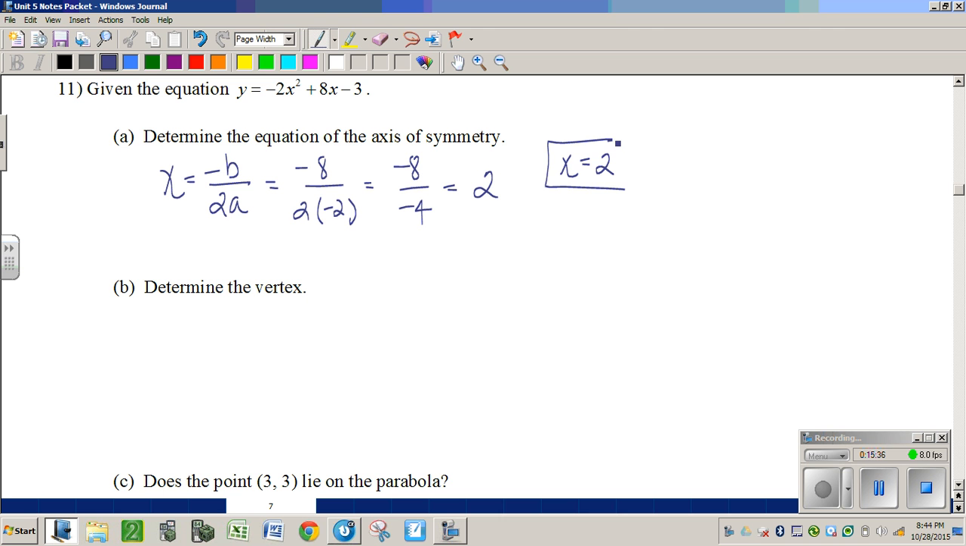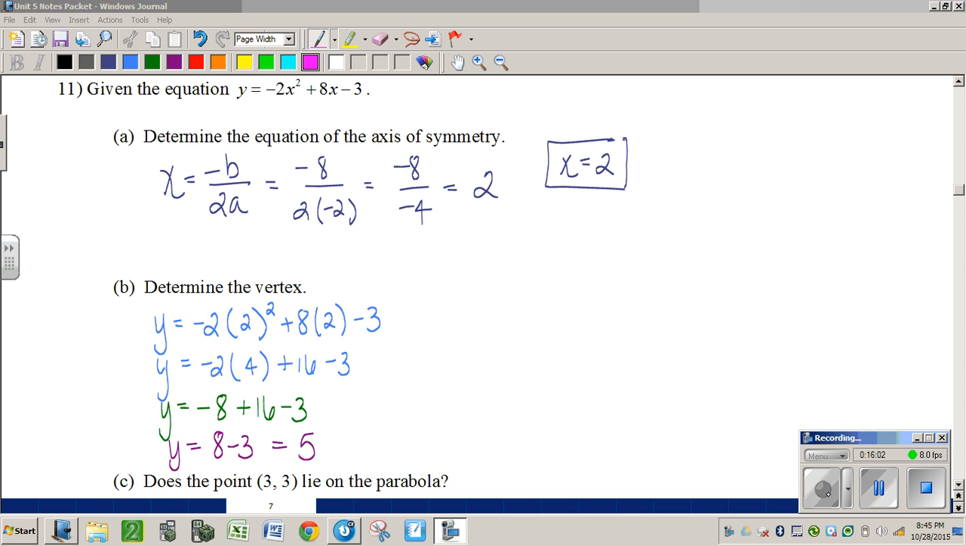Now, if I want to go ahead and find my vertex, I'm going to take that value of 2 and I'm going to substitute it back into my formula. And I'm going to find the corresponding y value. So we have y equals negative 2 times 2 squared plus 8 times 2 minus 3. Alright, so go ahead and simplify that, and then we will come back when we're done with that. Okay, you should have gotten a y value of 5.